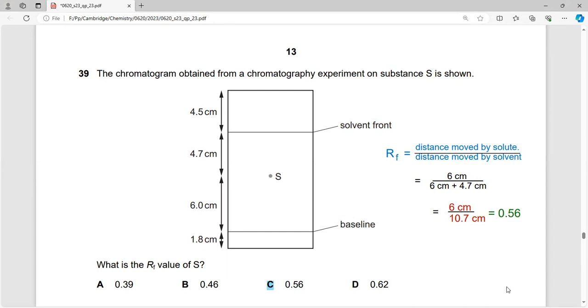So the retention factor is what? The distance moved by the solute divided by the distance moved by the solvent. So here, first, the distance moved by the solute, measured from the baseline, is 6 centimeters, while the distance moved by the solvent is the solute distance plus the distance to the solvent front. So we're going to add 6 plus 4.7. This will become 10.7. So we're going to find 6 centimeters divided by 10.7. That answer will be 0.56. C is our correct option here.